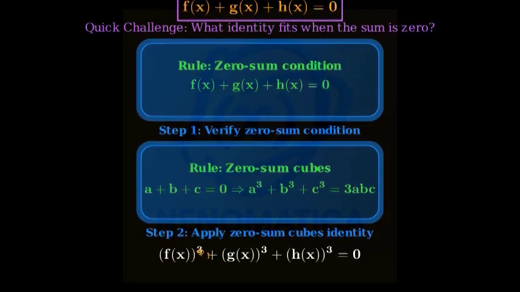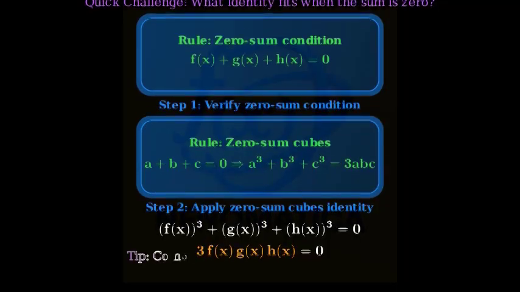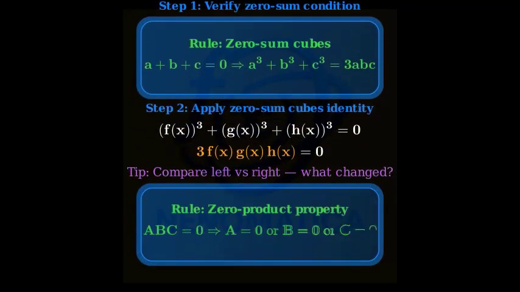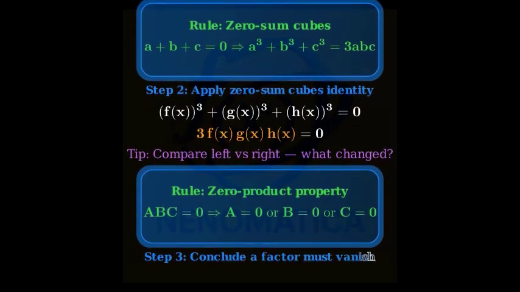Step 3. Use the zero product property. If a product is 0, then at least one factor is 0. Therefore, f of x equals 0 or g of x equals 0 or h of x equals 0. These are the solution branches.